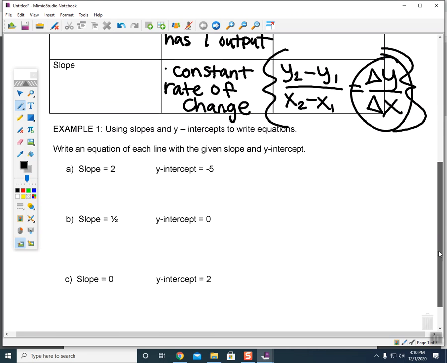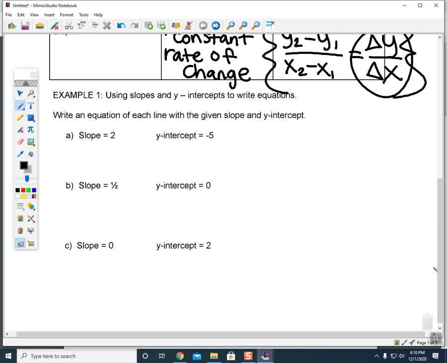Okay, so slope-intercept form is y equals mx plus b. When we're given the slope and the y-intercept, it's really easy to just plug in those values. If my slope in this case is 2, so 2x, and my y-intercept is negative 5, then y equals 2x minus 5. That's all I gotta do, and then I'm good to go.